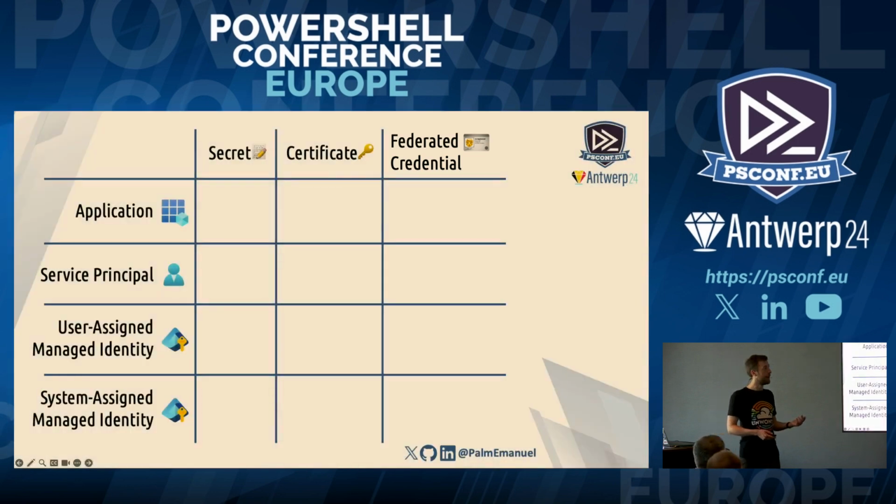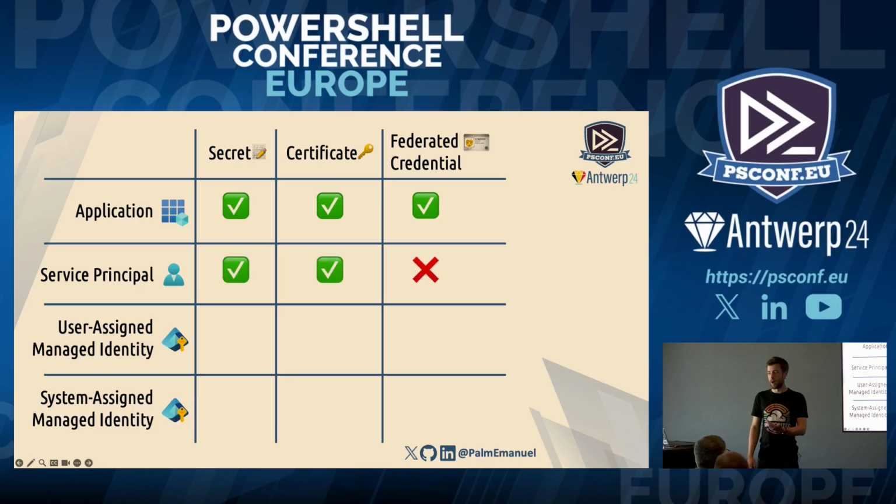There are some differences in which one of these that each type of workload identity supports. So we have applications, which support all three. We have service principals, which support only two of them, but not federated credentials. And then how does that work? Because with applications, I'm pretty sure I used service principals, you might be thinking, with federated credentials.